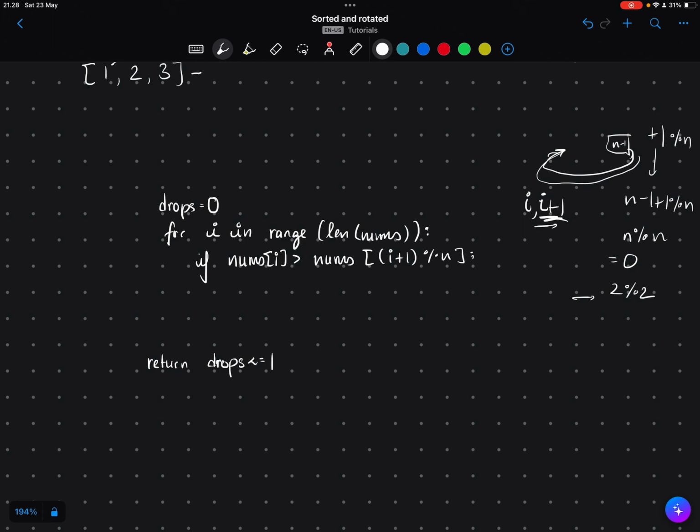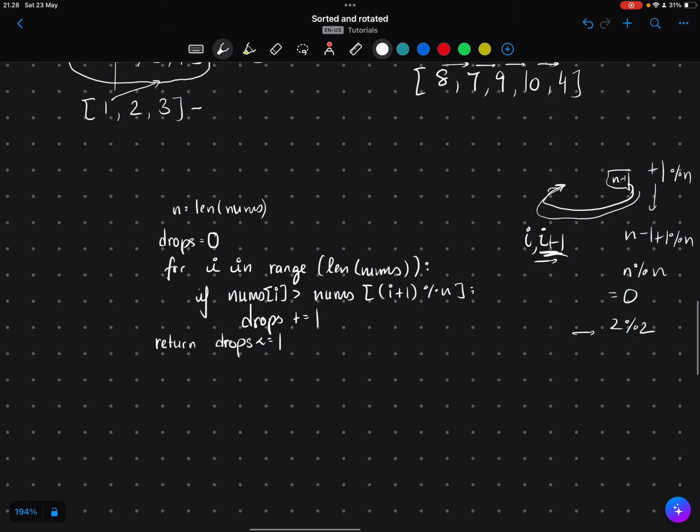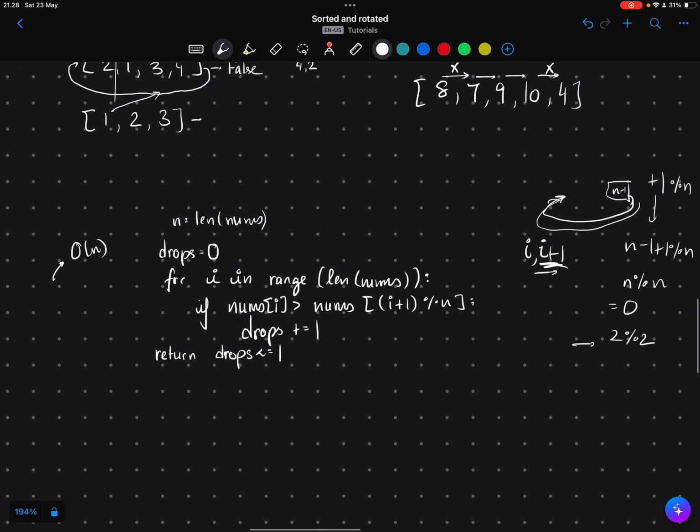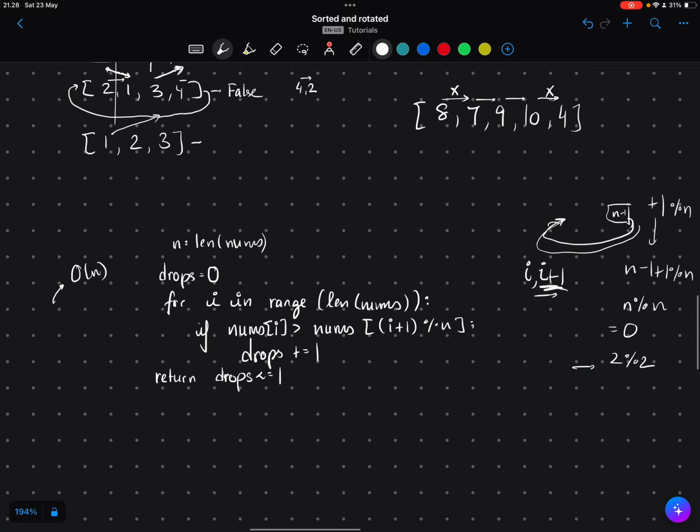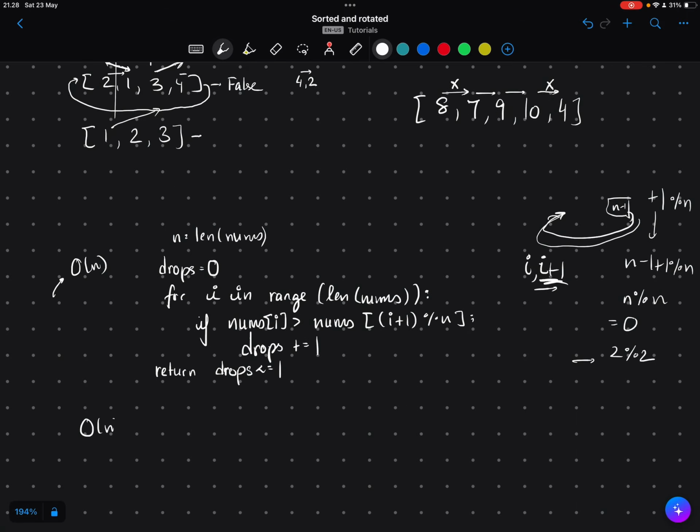So if we just do modulo n now, and let's consider n to be len(nums), just to make it simpler, right? And we will count the number of drops if that did happen, and at the end we will just see whether it is less than or equal to 1. So this is the best approach, O of n, perfect solution. This is what I got after looking at the question.